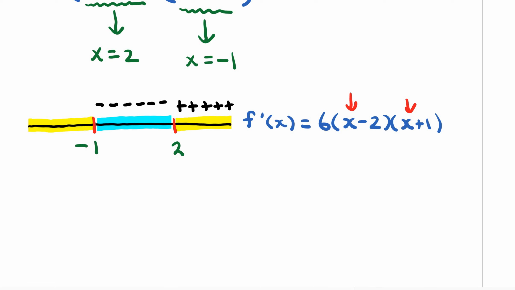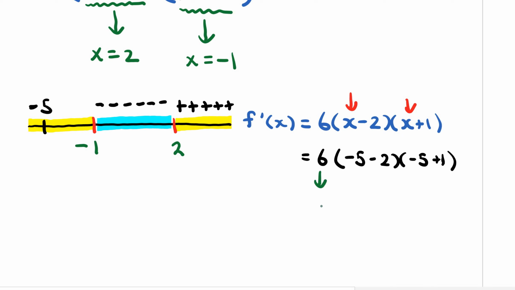And then now let's pick a number in the last region here. So maybe we can pick, I don't know, negative 5, for example. Alright, so if I test negative 5, I have 6 times negative 5 minus 2 and negative 5 plus 1. And once again, I don't really care about the actual answer, I just care about the signs. So this will be positive, this will be negative, this will be negative. And if we multiply all those numbers out, a positive times a negative times a negative will give us a positive region over here.